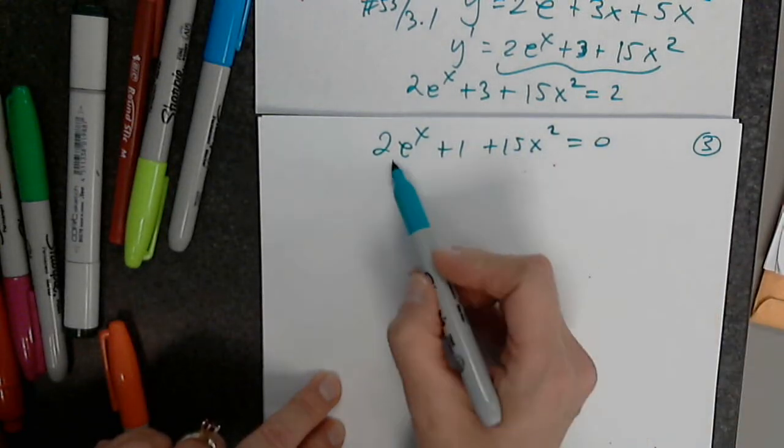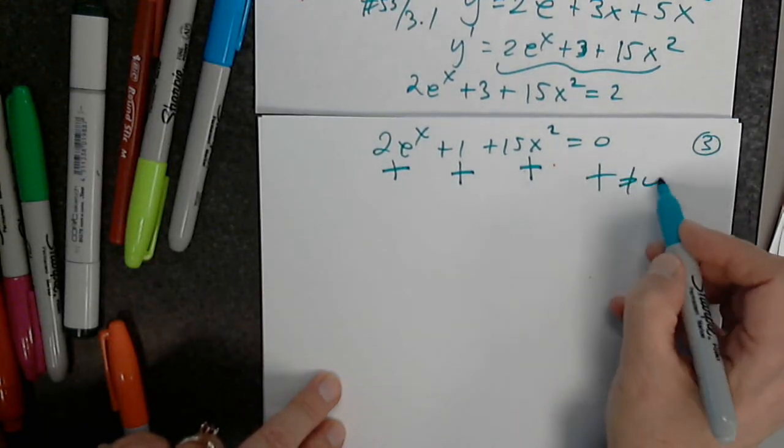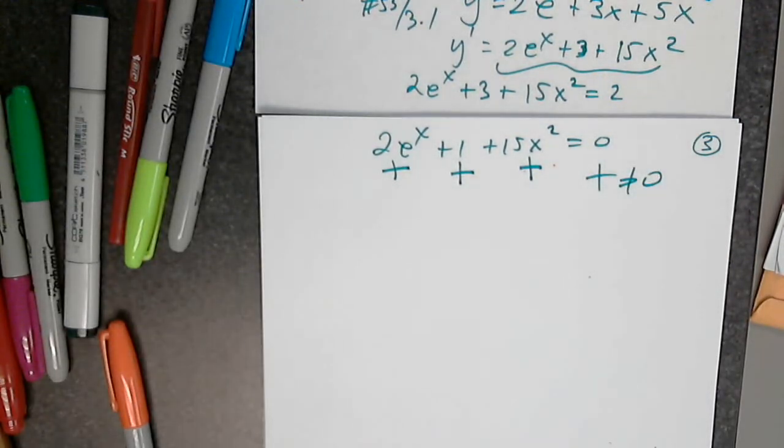This is never 0. This is a positive number, this is a positive, and this is a positive. A positive number cannot equal 0. So the equation has no solutions, which leads us to the conclusion that this function can never have a slope of 2. Good.